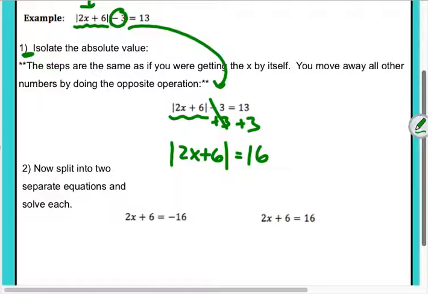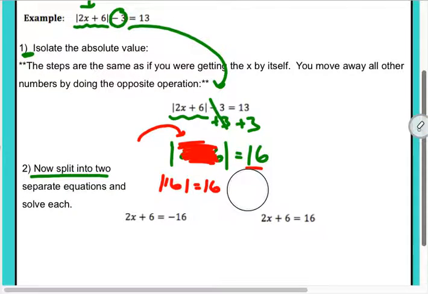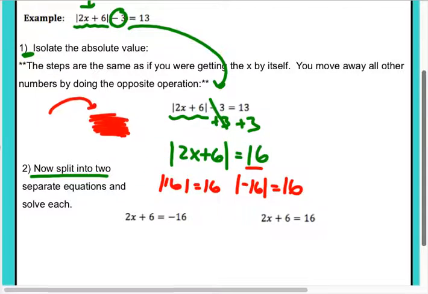Okay, so number 2, it says to split up the two equations. Basically, what I'm trying to say is, let's say we just cover this up. What could be inside this absolute value that would, if you took the absolute value of it, equal 16? Well, you could have a 16 in there. Absolute value of 16 is 16. And the absolute value of negative 16 is also 16. So basically what I'm trying to say is 2x plus 6 could equal negative 16, and 2x plus 6 right here could equal positive 16.